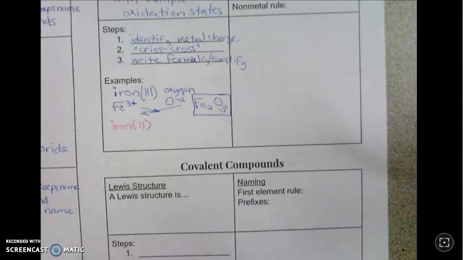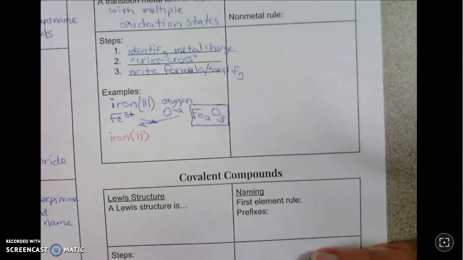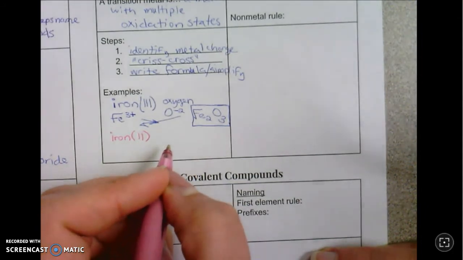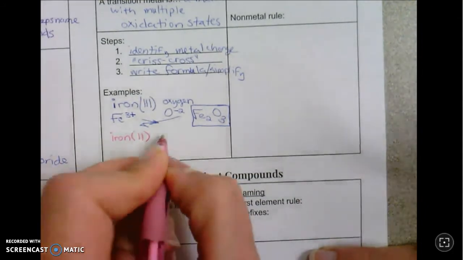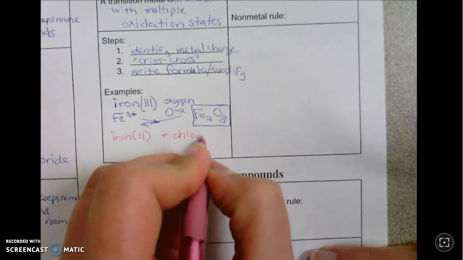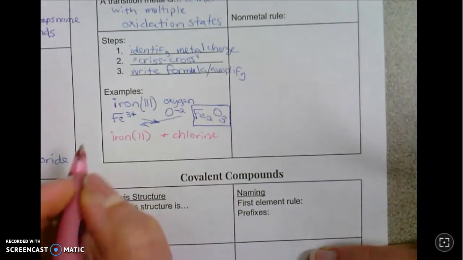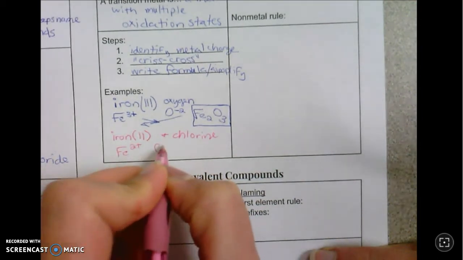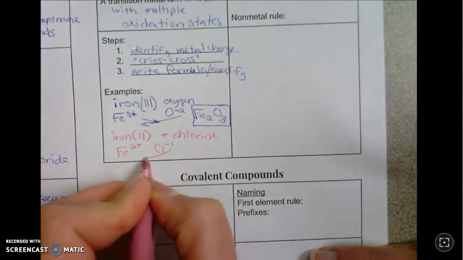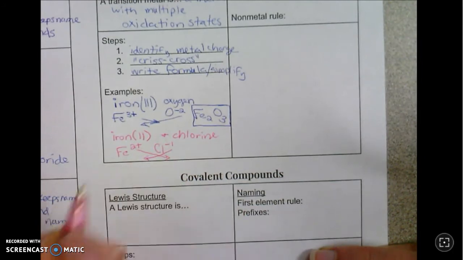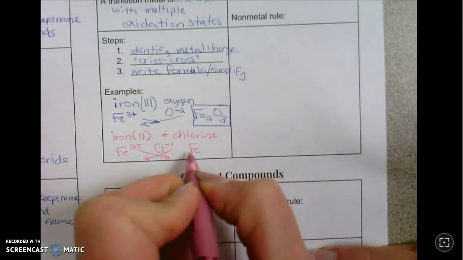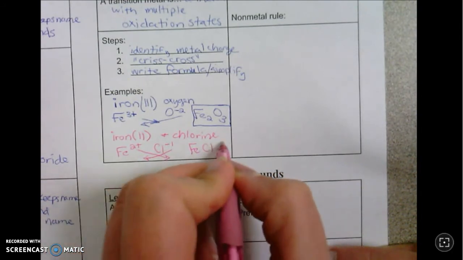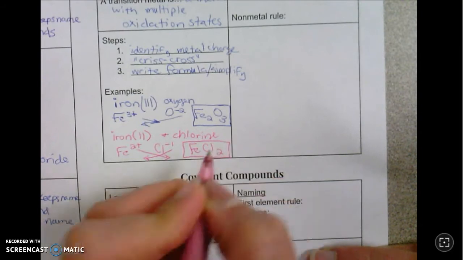So then if we were to use iron 2, this is the other type of iron we could come into contact with. And let's say we wanted it to be reacted with chlorine. Okay, so that means we'd have Fe2+, and chlorine is a -1. So if we crisscross these charges, we get Fe, and that 1 would be here, Cl2. So this is the formula for that.